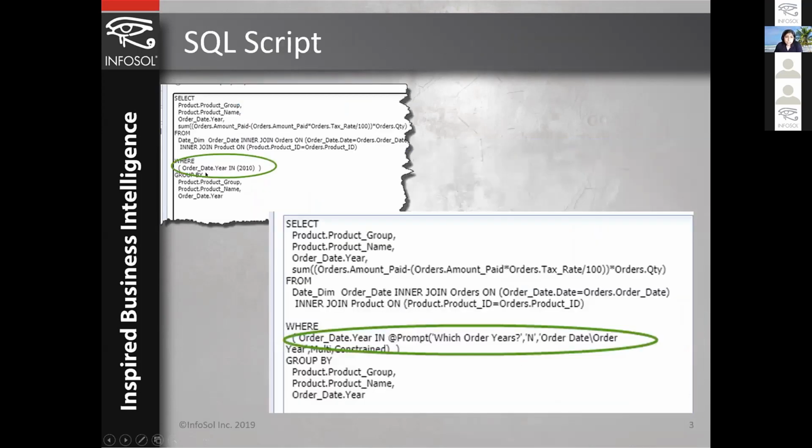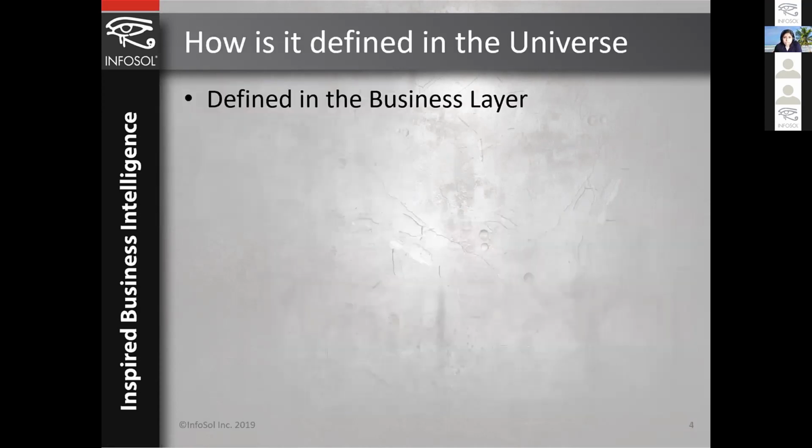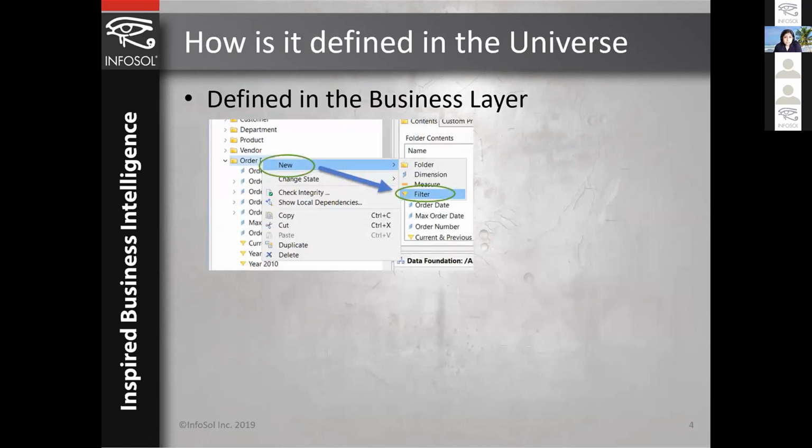If you look at the actual SQL script that's running in the background, it passes that value, 2010, that I chose in the prompt. Before you choose the prompt, this is how it's going to look in the SQL, and that's based on how it is defined in the universe. You can see this at prompt, that's primarily what we are going to cover today. It is defined in the business layer.